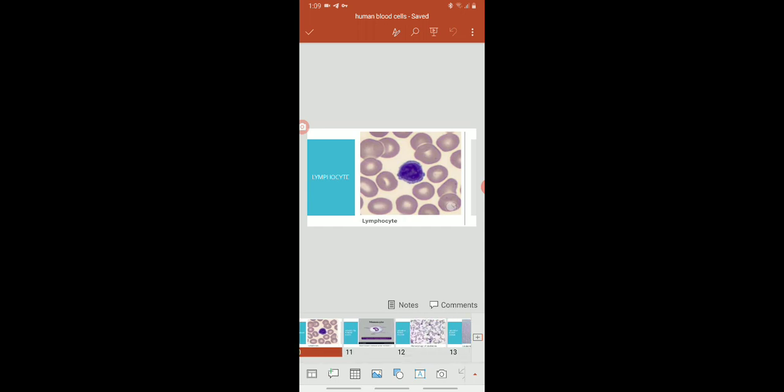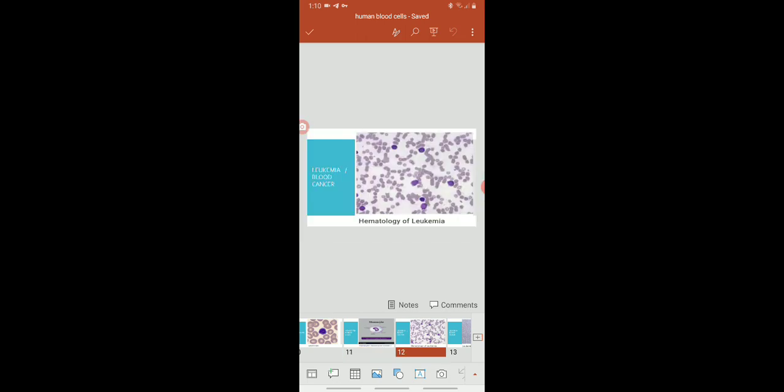In the next diagram, in the next image, we can easily observe the monocyte. Here labels are given. At the center the nucleus is present and this nucleus is kidney shaped and the cytoplasm is surrounding this nucleus.